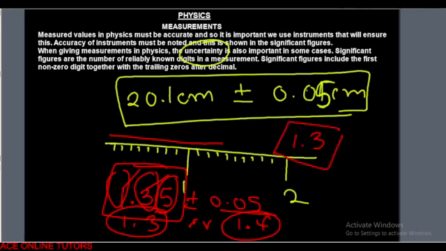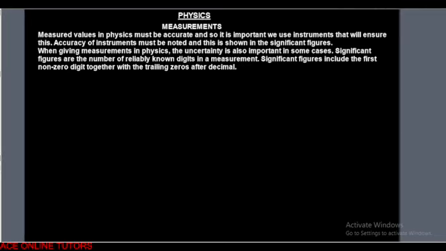Those are what? The significant figures. Now, significant figures include the first non-zero digits together with the trailing zeros. What we mean by this is that, let's say you have a value 0.015000.